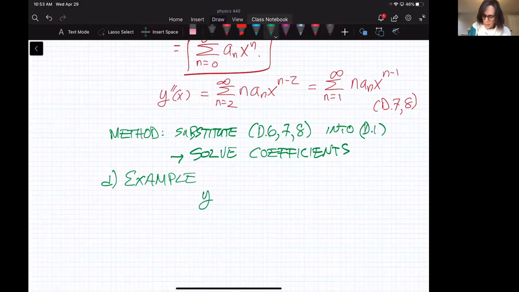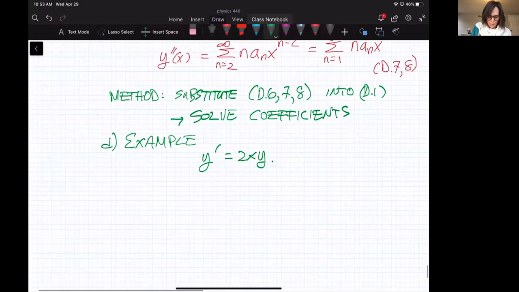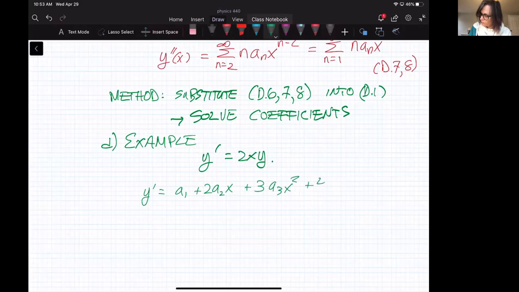Let's look at y prime equals 2xy. Now, that's not a difficult differential equation to solve, but it's a good thing to practice this method with. So we know what y is. It's just the power series. y prime is equal to a1 plus 2a2x plus 3a3x squared plus 4a4x cubed plus 5a5x to the fourth, and so on.